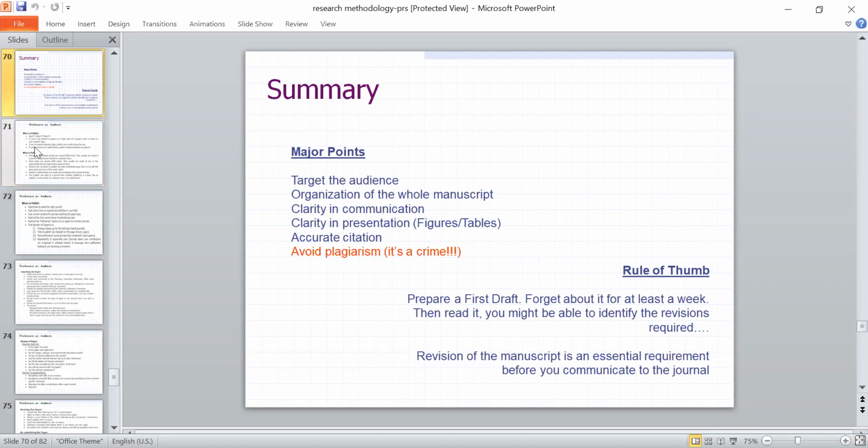Major points: target the audience, organization of the whole manuscript, clarity in communication, clarity in presentation, accurate citation, avoid plagiarism. It's a crime. That's why even Scopus journals don't want to take any manuscript, including case studies, if it has plagiarism. For research articles it should be below 15, and for review articles up to 20 may be acceptable. It's very important. Otherwise they won't take it, because the journal would become blacklisted.